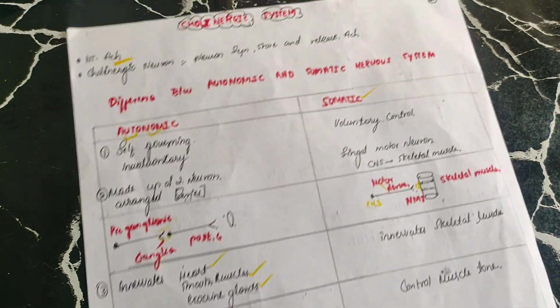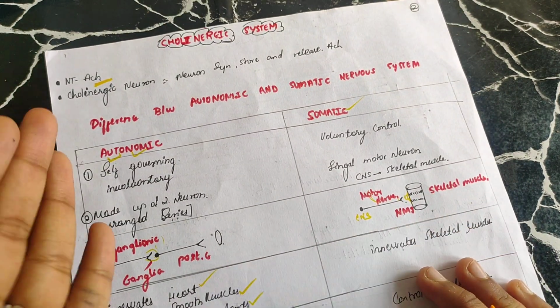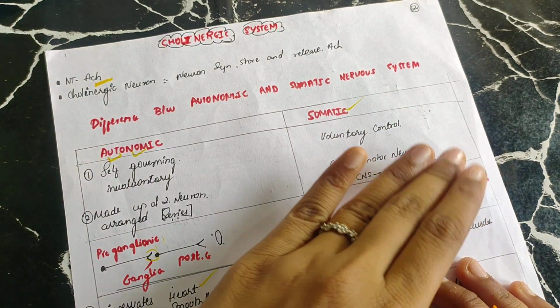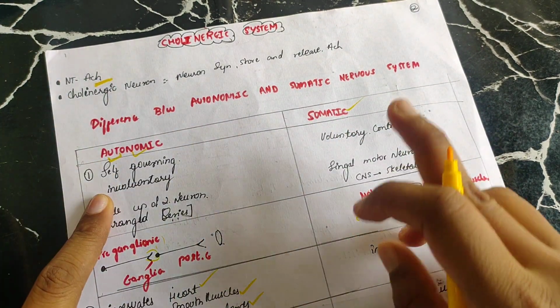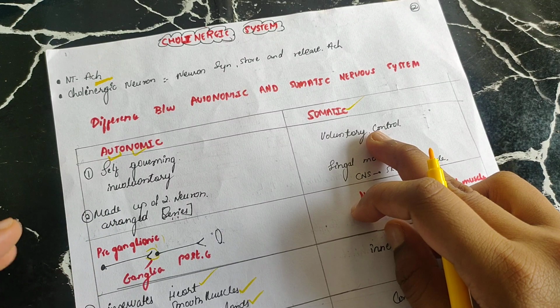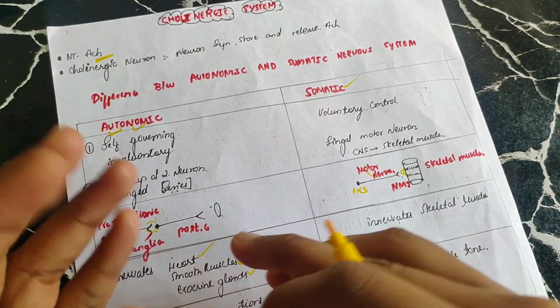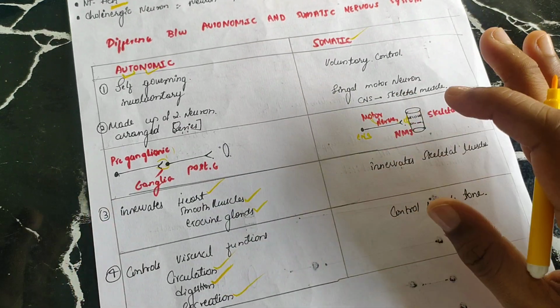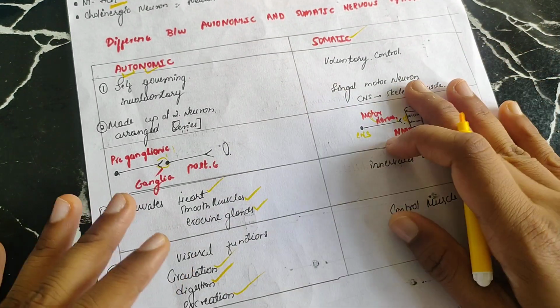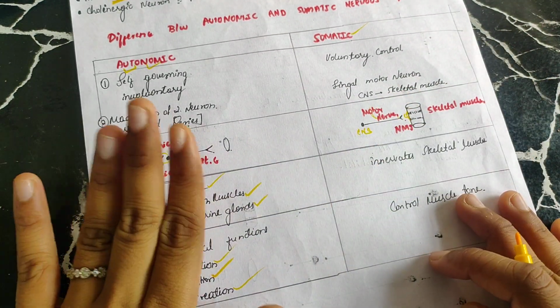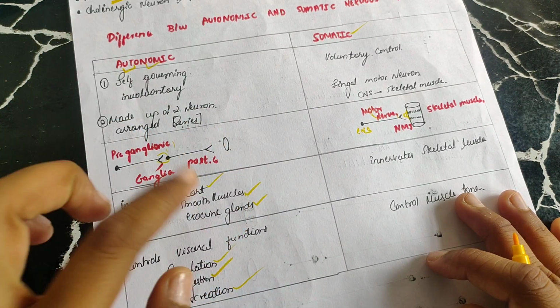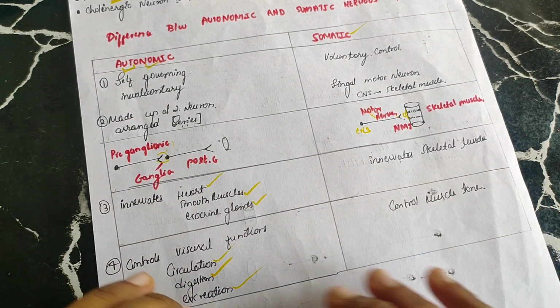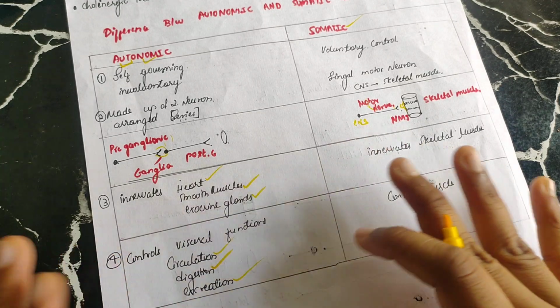This is all about the difference between the somatic and autonomic nervous system. Autonomic, as the name says, is self-governing, and this controls involuntary muscles, whereas somatic controls voluntary muscles. It will have two neurons which are arranged in a series, whereas this is only a single neuron. This supplies voluntary muscles, so skeletal muscles are involved. These are involuntary muscles, all involuntary muscles like heart, smooth muscles, and exocrine. The functions of these muscles will be the function of the autonomic nervous system.